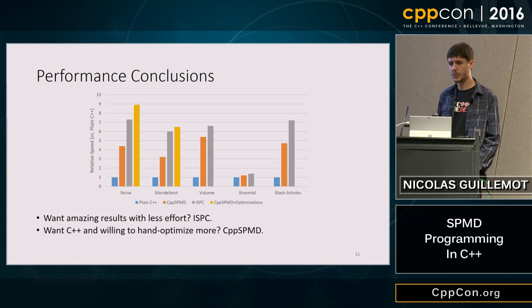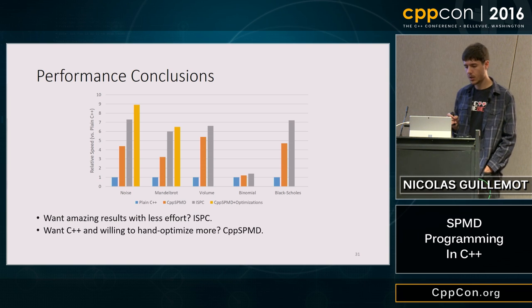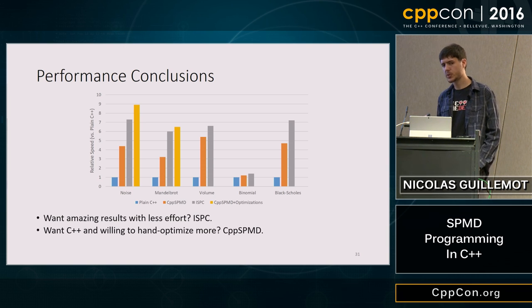But if you really want C++ code and you're willing to maybe profile your code and deal with the fact that current compilers are maybe not as good at optimizing vector code, CppSPMD might be an option. So that's the performance of it. But the code earlier still had a lot of ugly parts. And so what I want to talk about now is all the quirks of how this works. Part of the idea of these quirks is that it's also a way to suggest improvements to the C++ language.